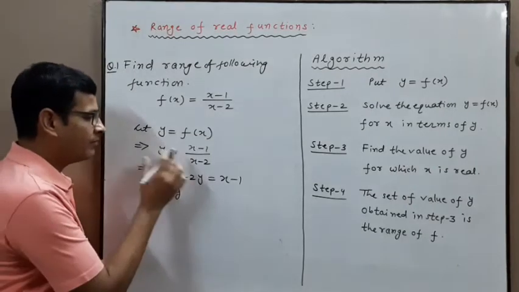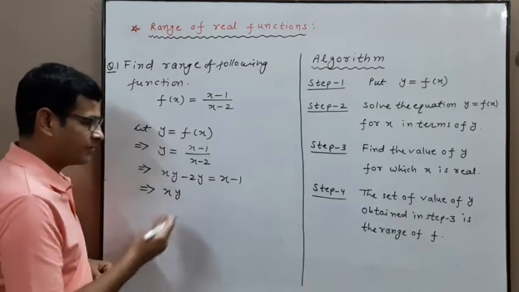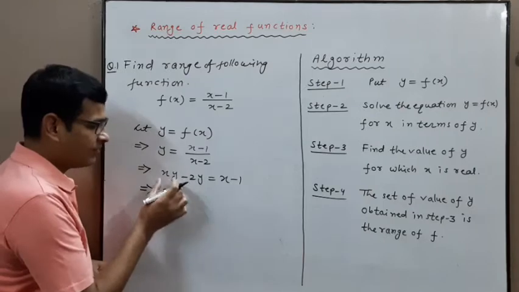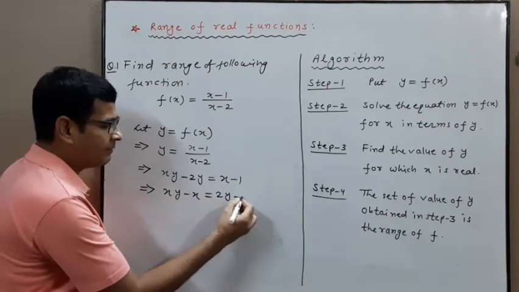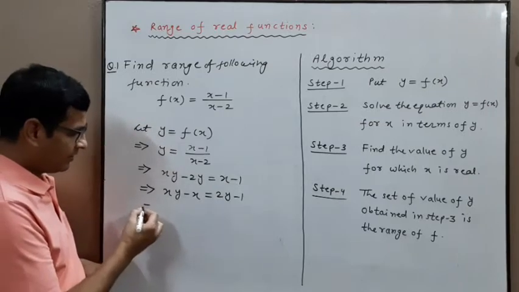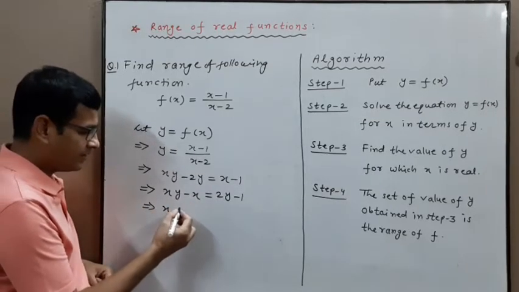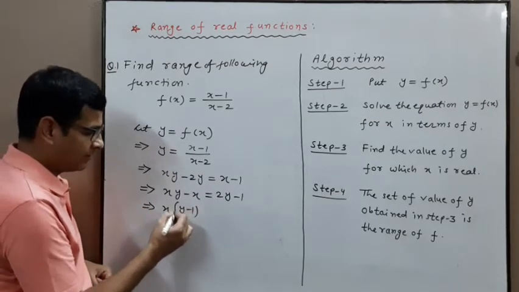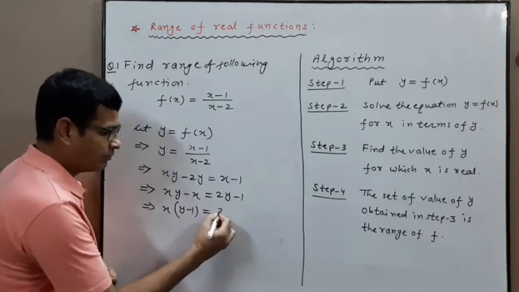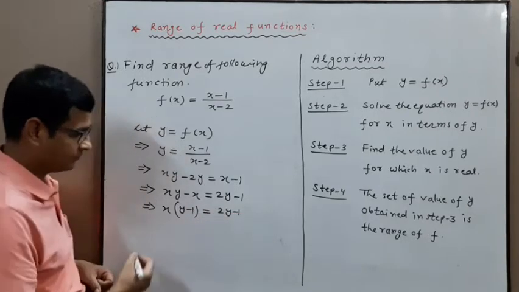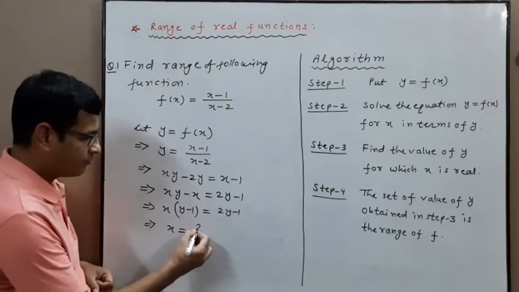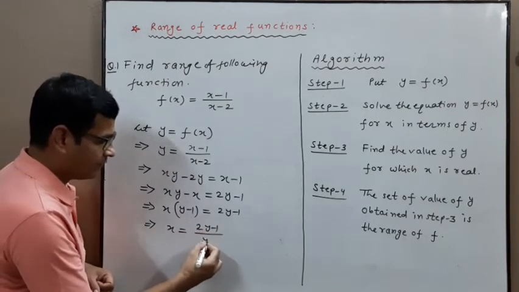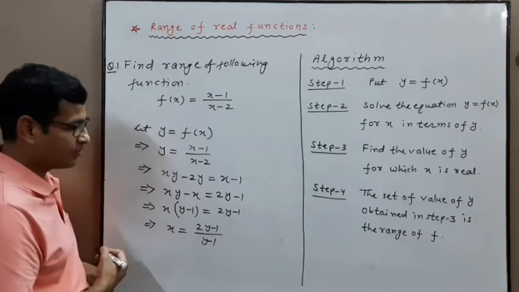Now we have to find x in terms of y. So separate x and y. xy minus x is equal to 2y minus 1. Taking x common, we get x(y minus 1) is equal to 2y minus 1. Next step we get x equal to (2y minus 1) upon (y minus 1). So step 2 is over.